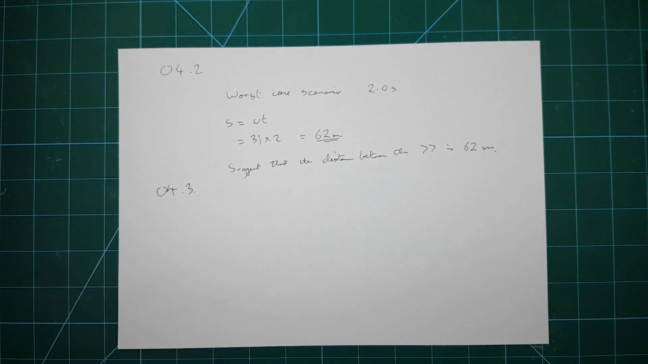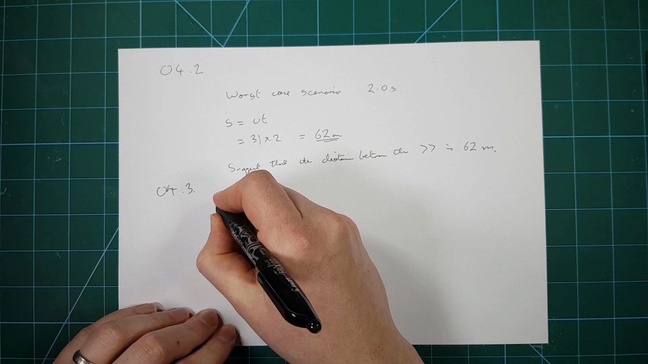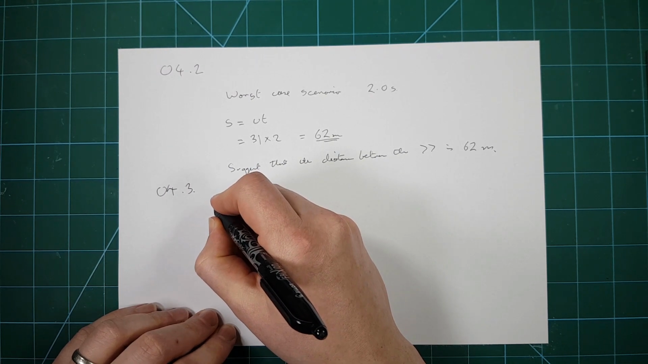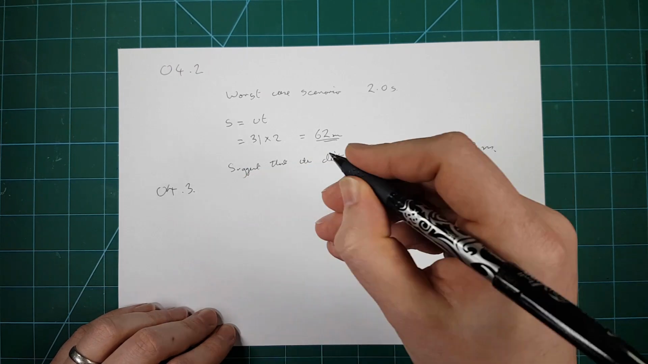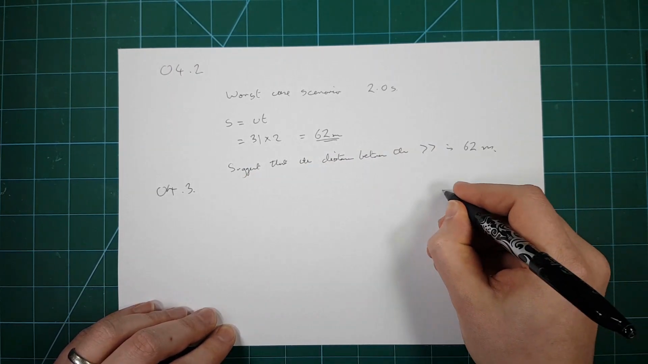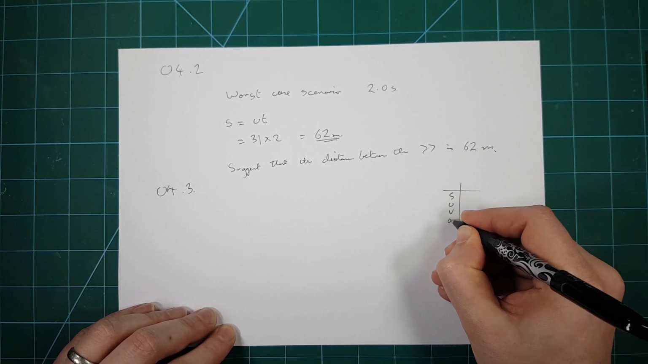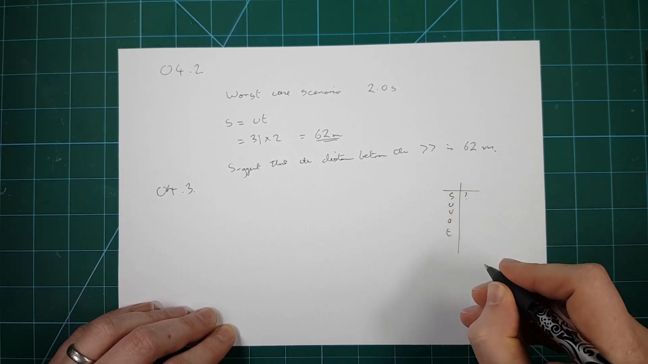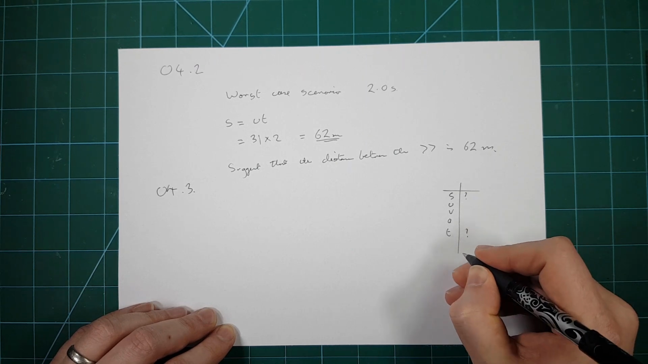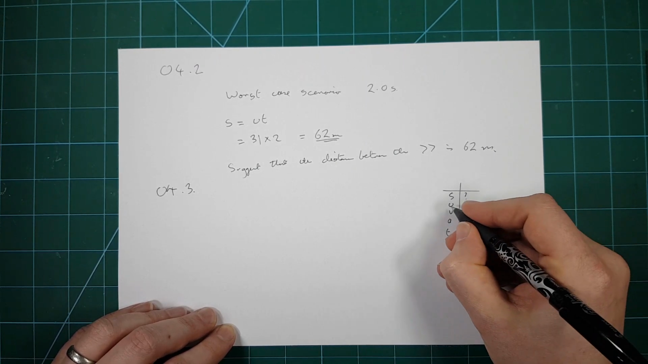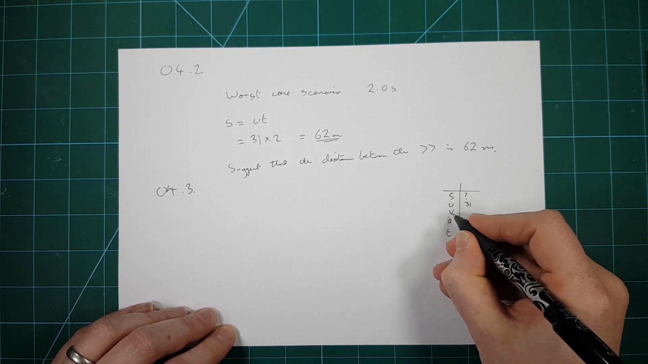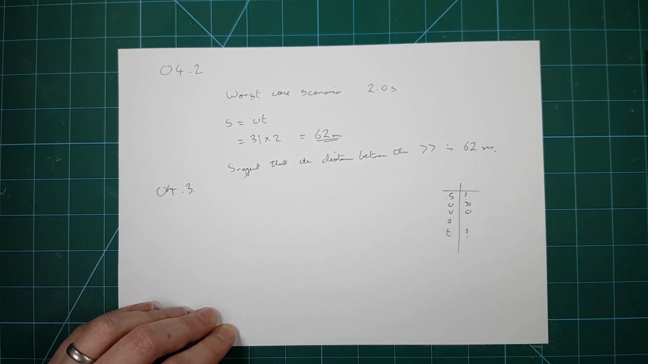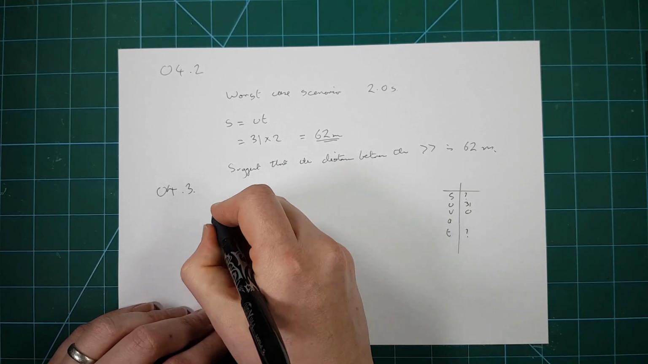Question 3. This is a SUVAT calculation. We're trying to work out how long it takes to stop and what distance you cover when you stop. Because it's a SUVAT, write SUVAT down here like so. We don't know the distance, we're trying to find that out. We don't know the time, we're trying to find that out. The initial velocity is 31, the final velocity is 0. We need another piece of information, so we need the acceleration.